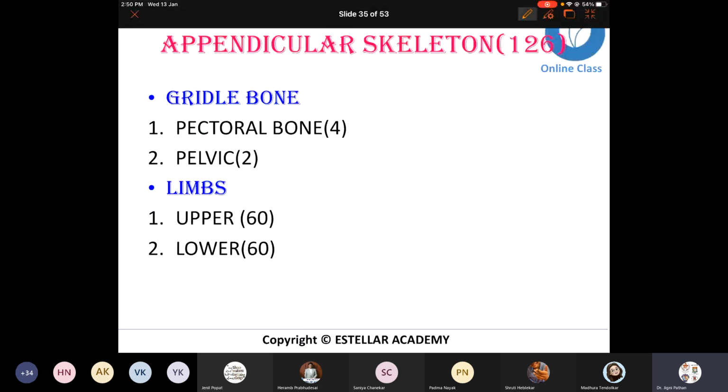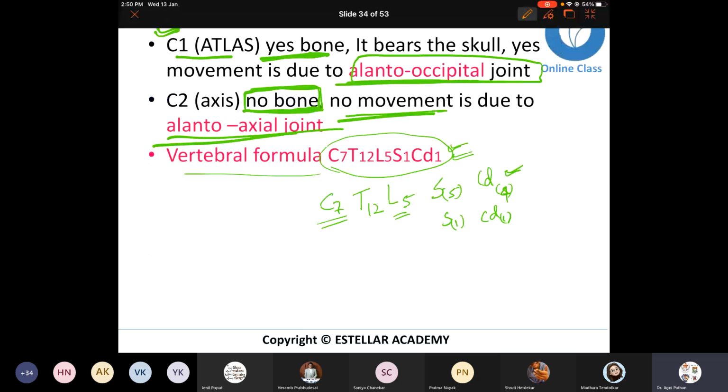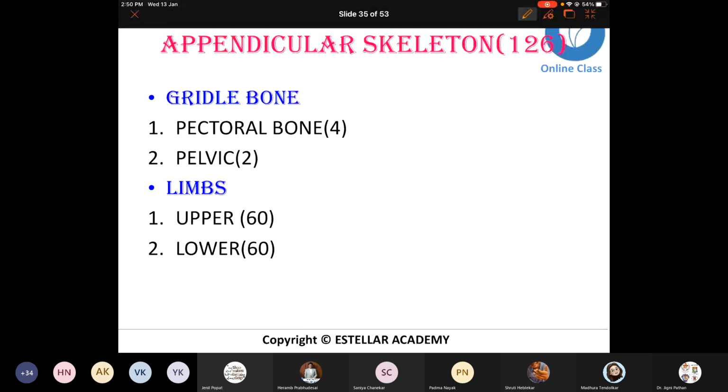Next, we'll be talking about the appendicular skeletal. Okay, I'll give you 1 minute to revise. Everybody revise about the axial skeletal system. Quick. Are you all there? Yes, everyone.